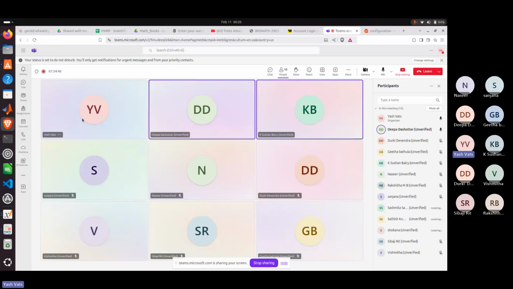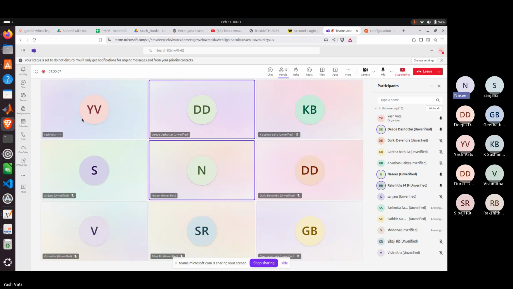Okay. So other than Sushan and Deepa, anybody has other questions for this type of methods? Geeta, Nasir, Rakshita, Sanjana, Sashmita, others. Hello, good evening, sir. Nasir, yes. Sir, I just have two queries.